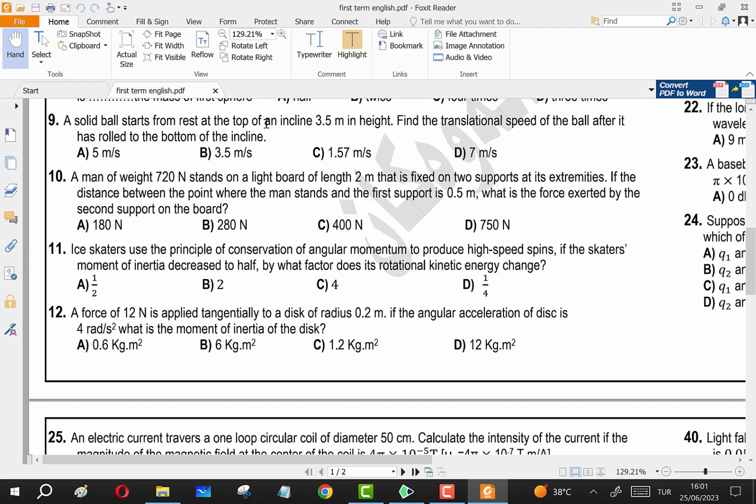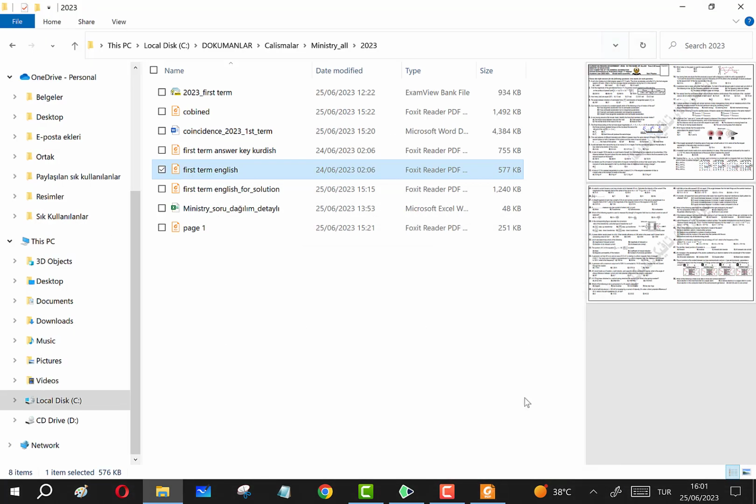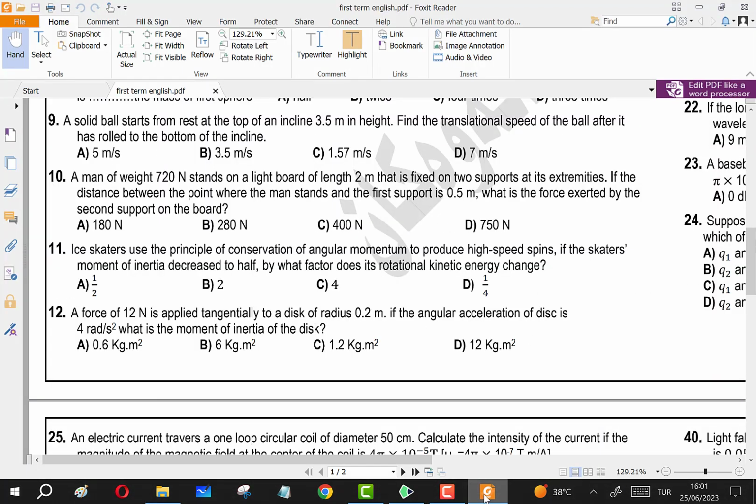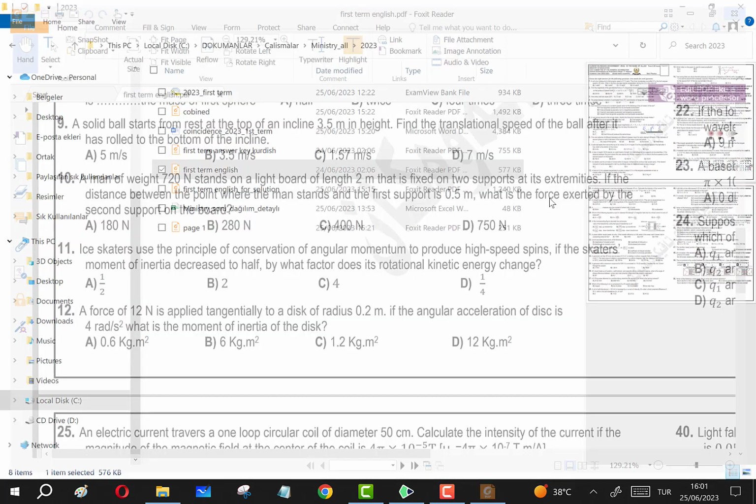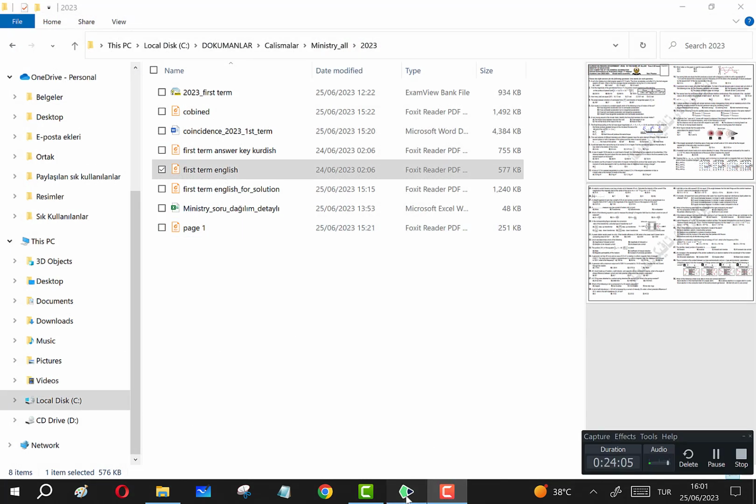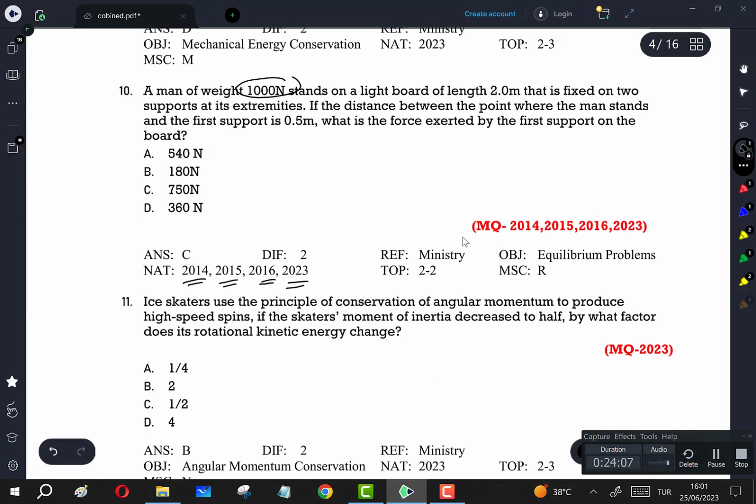That's why I went with the current number, 1000. Instead of 1000, they put 720 this time. Okay, I will continue with 1000, and instead of 1000, you will write 720. Then you can get it. So a man of weight 1000 newtons stands on a light board. When it says light board, it means mass is 0. You will neglect the mass, and that's why gravitational force is 0. Length is 2 meters, fixed on 2 supports.